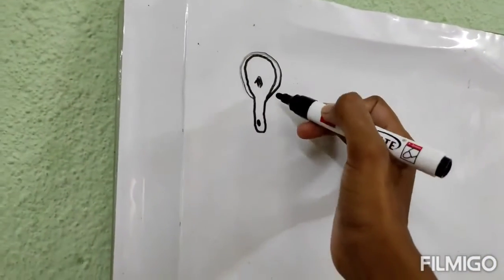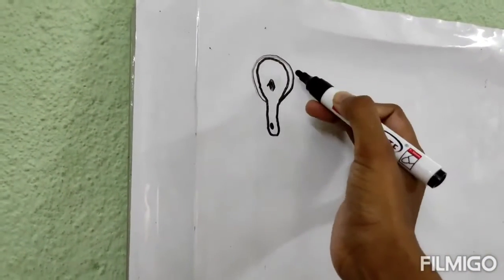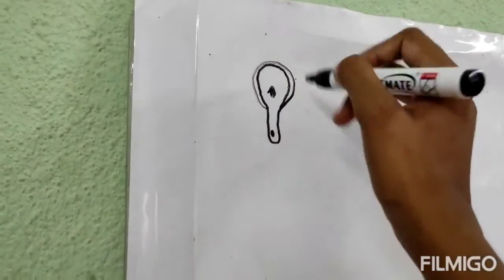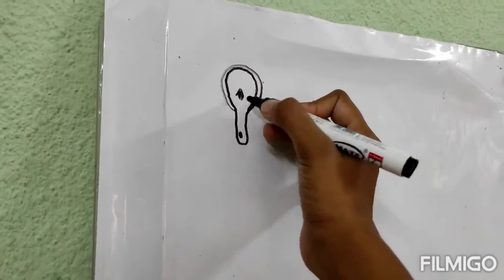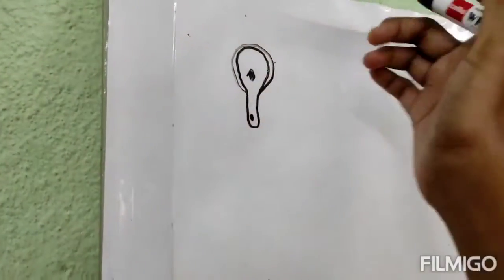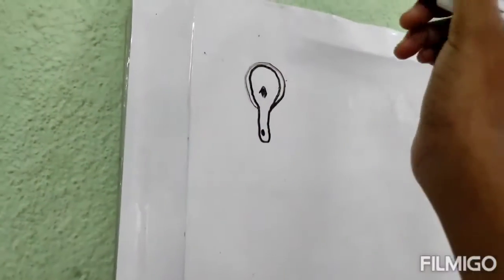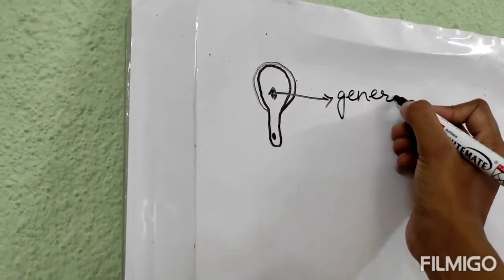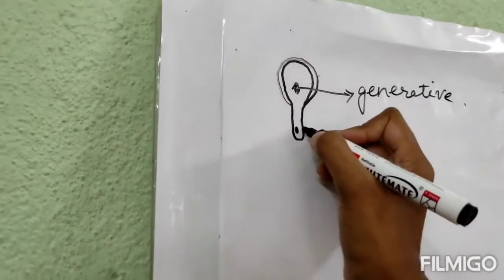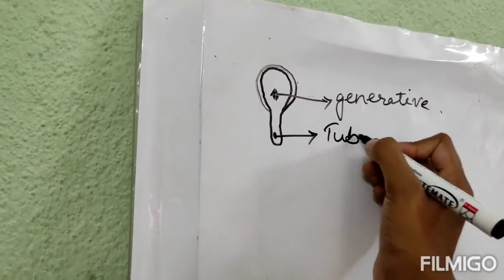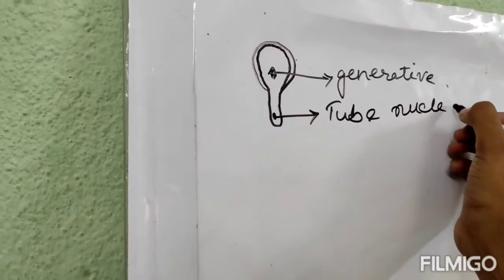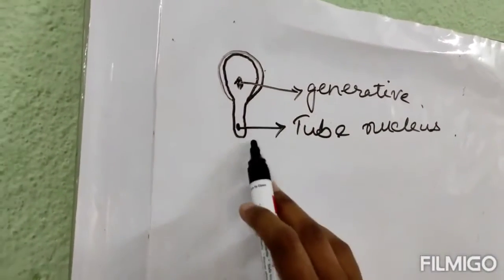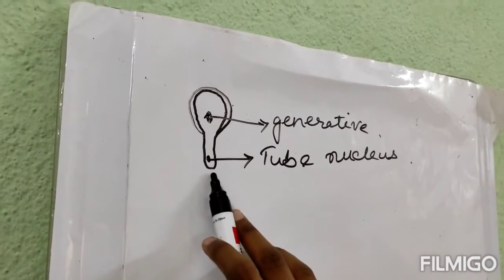Now we will see how the pollen tube develops. This is the pollen grain, and the pollen tube is emerging. This is the exine, this is the intine, and when the pollen grain develops, the nucleus situated in the pollen grain will divide and form two nuclei. First is the generative nucleus, second is the tube nucleus. This tube nucleus will be situated at the tip of the pollen tube.